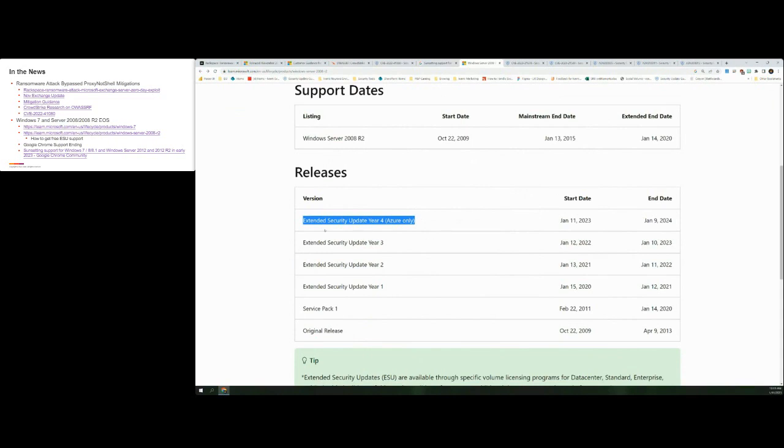There have been a few people who have asked questions about that, and I've tried to direct people to the right information, but that is, to my knowledge, the best detail about it. Yes, there's year 4, Azure only, and it uses the Azure update services to do that.